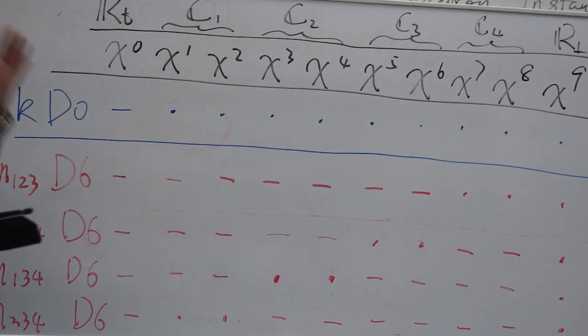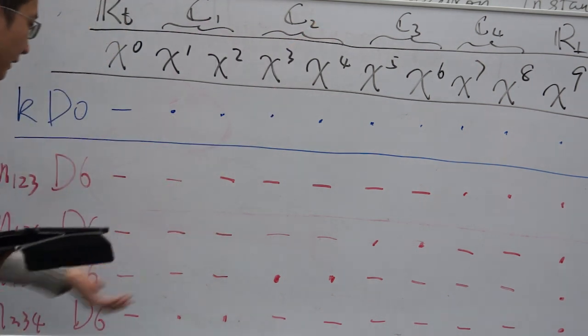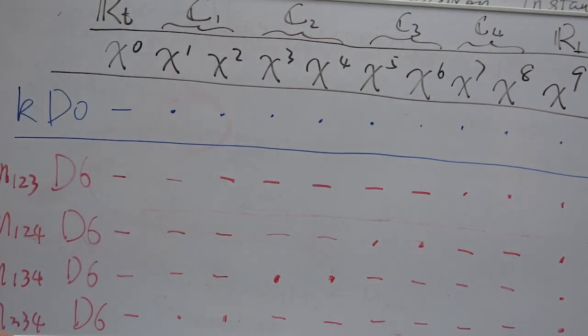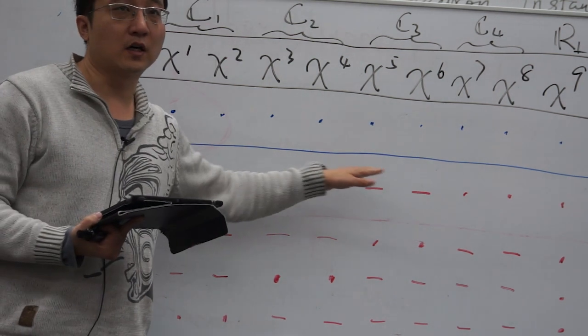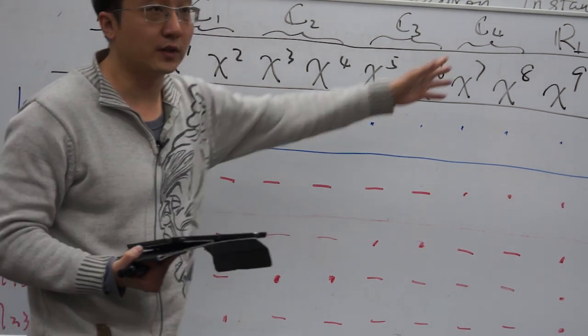Because these D6 branes live in this C4, I can have 4 different sets of D6 branes. They are intersecting with each other, but each of them is supported on 3 different directions in the C4.